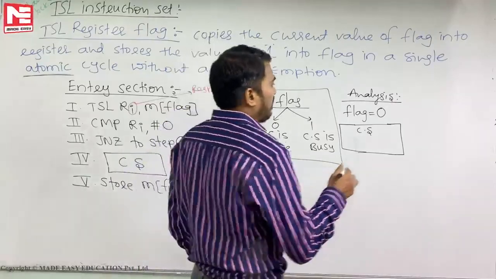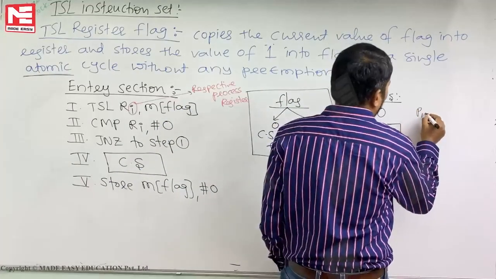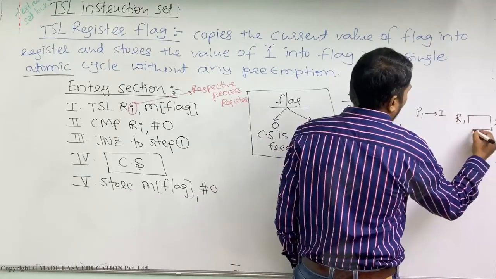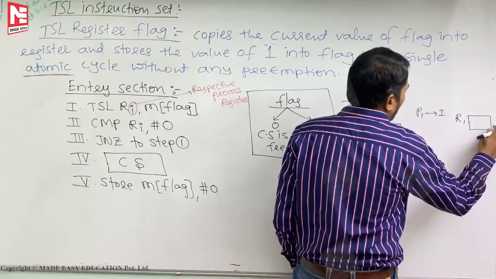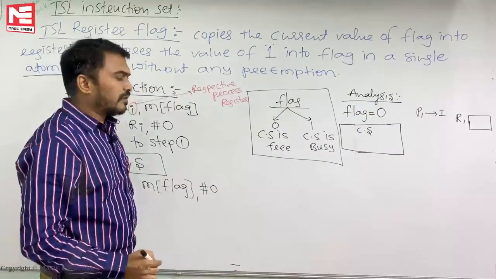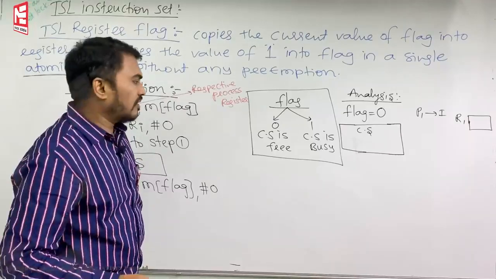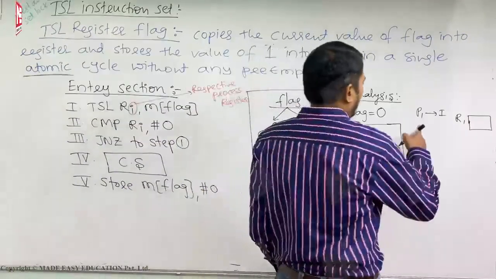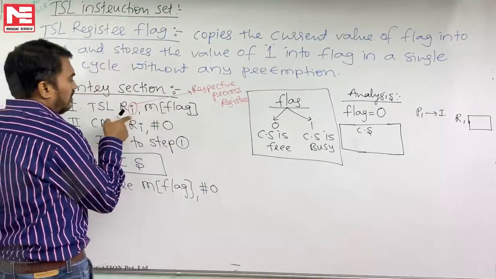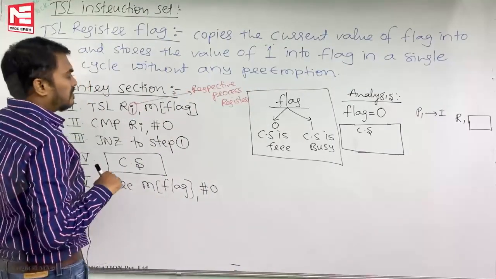So listen here. First I am going to bring P1 into the critical section. Let us do some procedure. Let us take a separate register for P1 here. Remember, every process will have its own register. You know that already. So P1 executes the first instruction. Tell me what happens in the first instruction? TSL RI, M of flag. What happens in the first instruction?